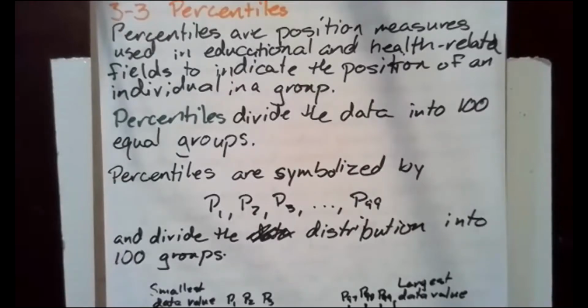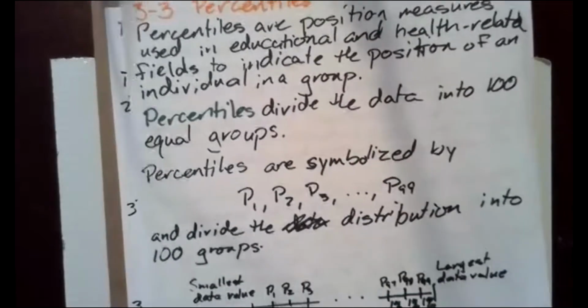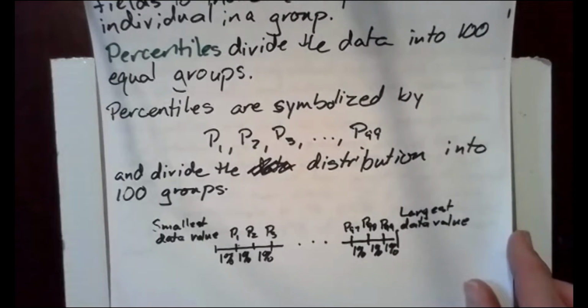In this video, we'll talk about percentiles. Percentiles are position measures used in educational and health-related fields to indicate the position of an individual in a group. Percentiles divide the data into 100 equal groups. Percentiles are symbolized by P1, P2, P3, and so on up to P99, and divide the distribution into 100 groups.